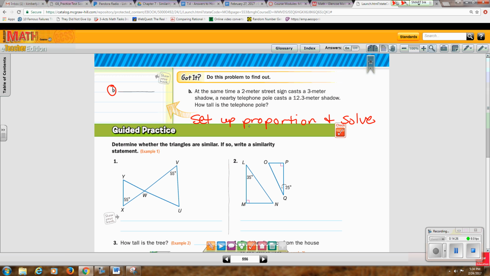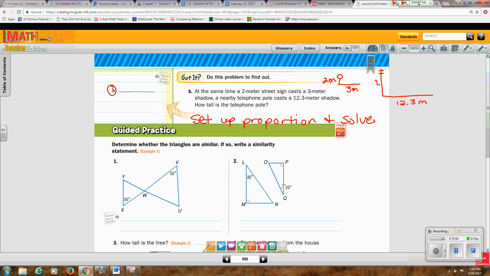At the time, a 2-meter street sign, so if you have to draw it, I'm going to draw my little street sign. Here's my little stop sign. Okay, and I know this is a 2-meter tall street sign. It casts a 3-meter shadow. Okay, a nearby telephone pole, let's put it over here. Here's my telephone pole. My nearby telephone pole casts a 1.3 meter shadow. How tall is the telephone pole?